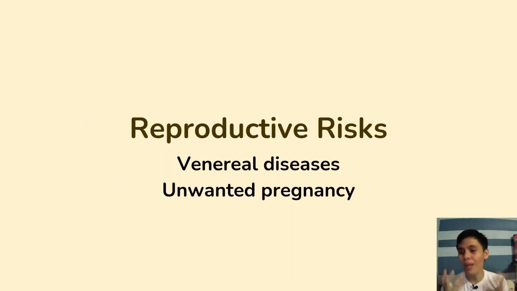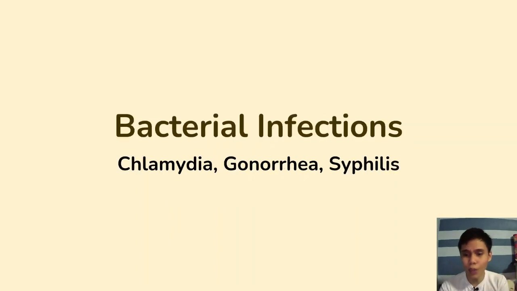So the two main risks of sex are, number one, venereal diseases. These are sexually transmitted diseases. And number two, unwanted pregnancy, when we're not ready to raise a child. So these are the two risks, and how do we minimize these risks? We'll get to that in a bit. When we talk about venereal diseases, let's talk about some of them. For bacterial infections, we have chlamydia, gonorrhea, syphilis. This is a bacterial infection of the reproductive system that can affect both guys and girls.